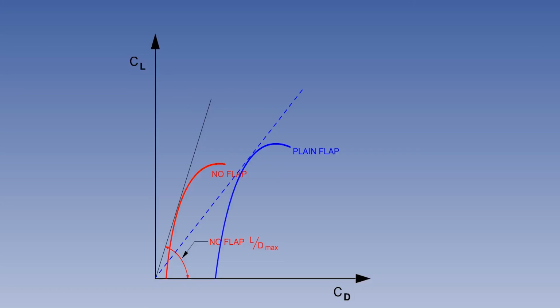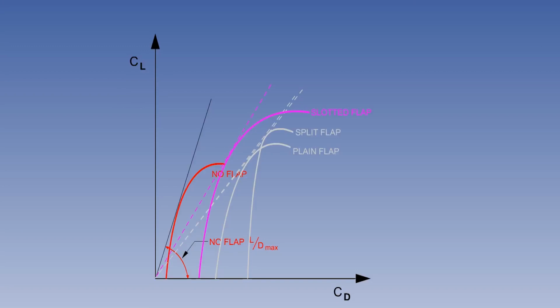Here you can see the CL-CD polar of the plane flap. Notice that the angle between the straight line from the origin and the horizontal axis is less than that for no flap. This shows a decrease in LD max, which is a reduction in aerodynamic efficiency. This is the CL-CD polar of the split flap, together with the plane flap. Notice the angle between the split flap straight line from the origin and the horizontal axis is again less than that for no flap, but pretty much the same as the plane flap. Therefore, the plane and the split flap have approximately the same aerodynamic efficiency.